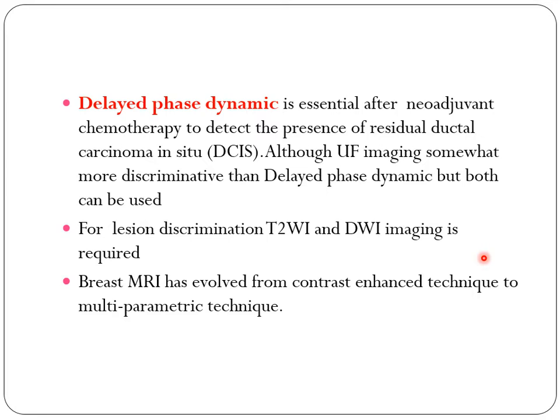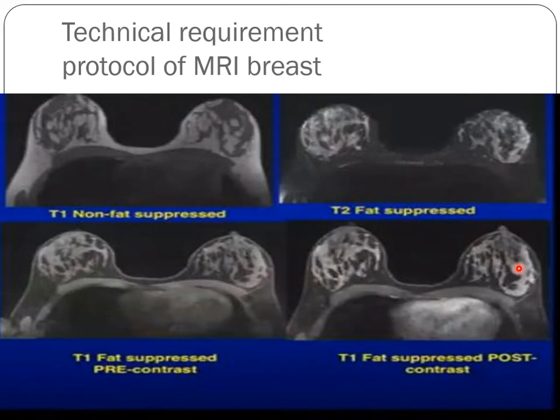For lesion discrimination, T2 weighted image and diffusion weighted image accompanied by the ADC imaging are very important, required for more discrimination of the breast lesion. Here in this picture showing the T1 non-fat suppressed and T1 fat suppressed pre-contrast, and T2 fat suppressed pre-contrast, and T1 fat suppressed post-contrast.